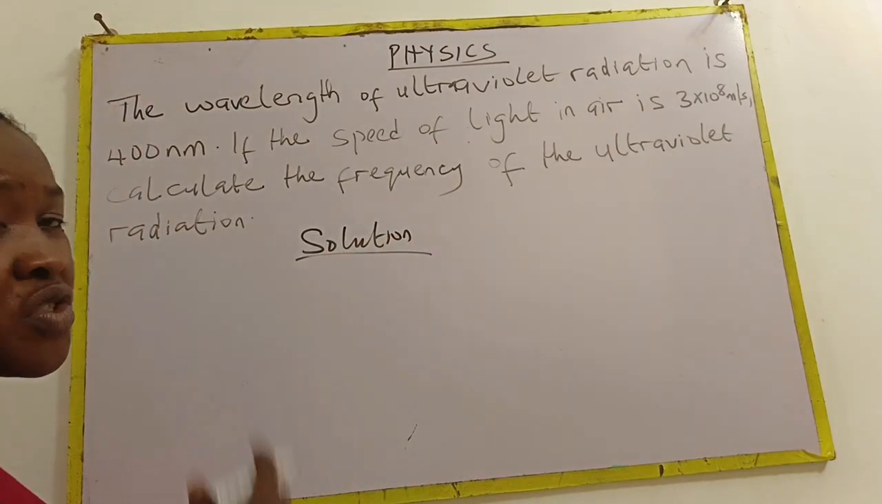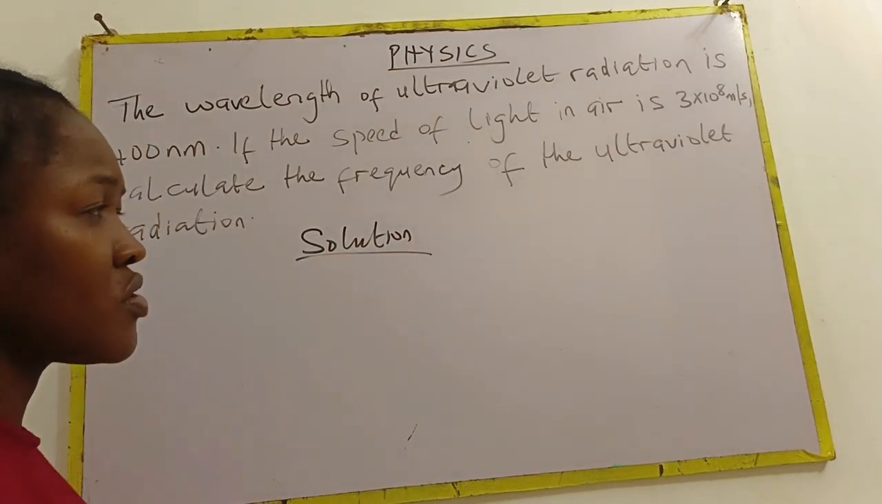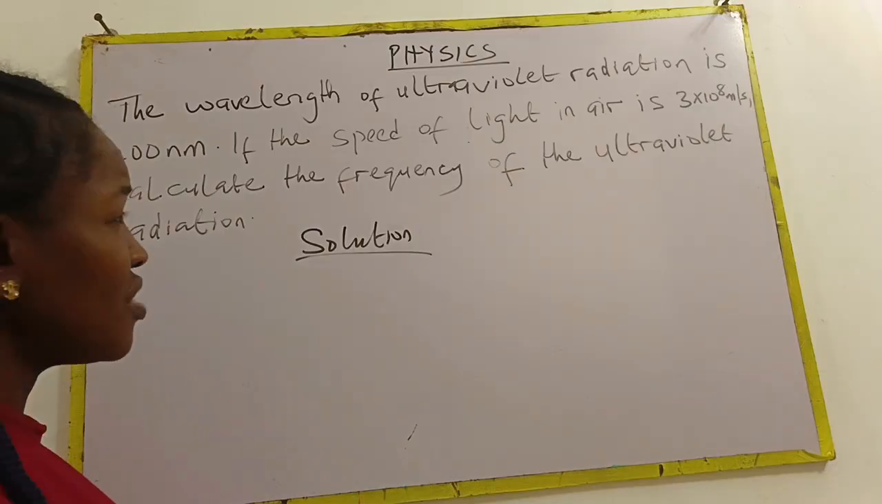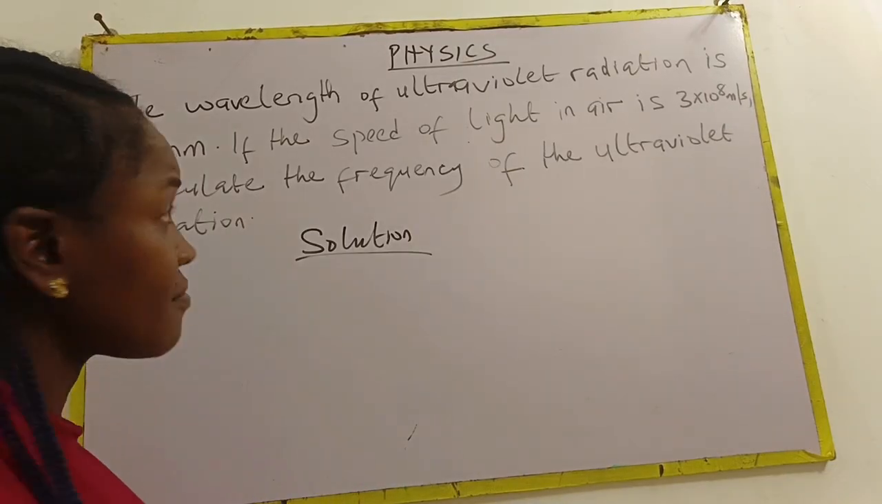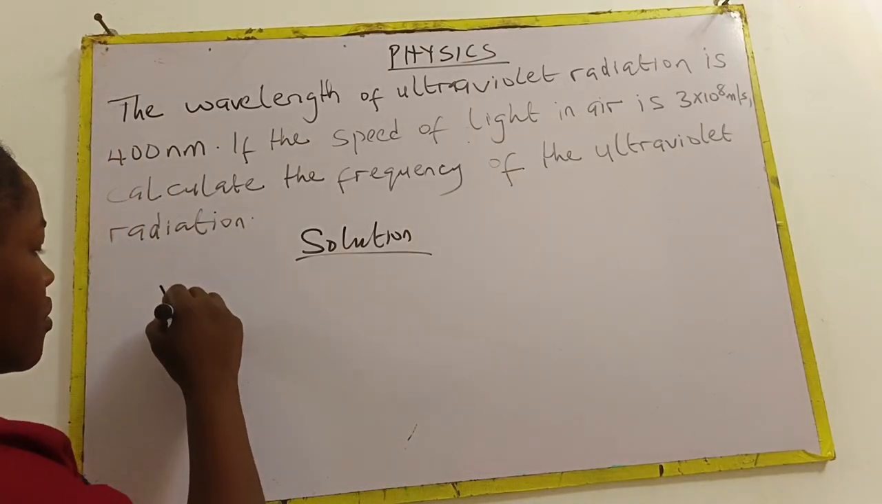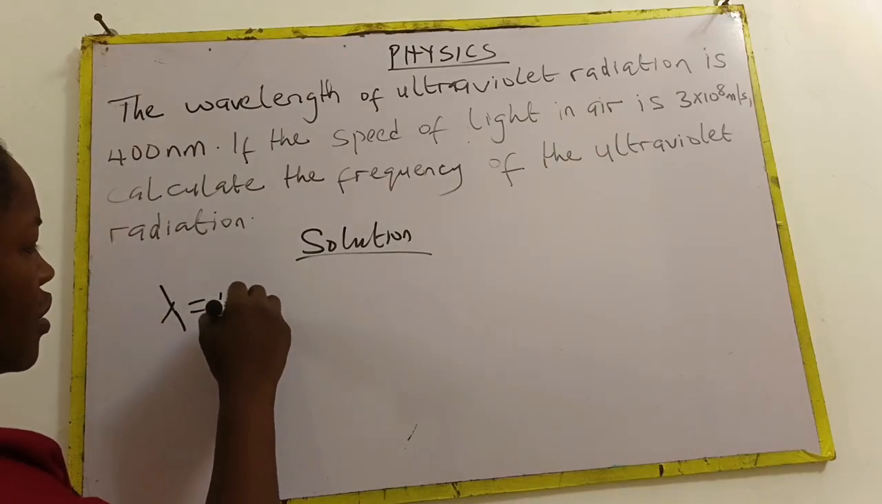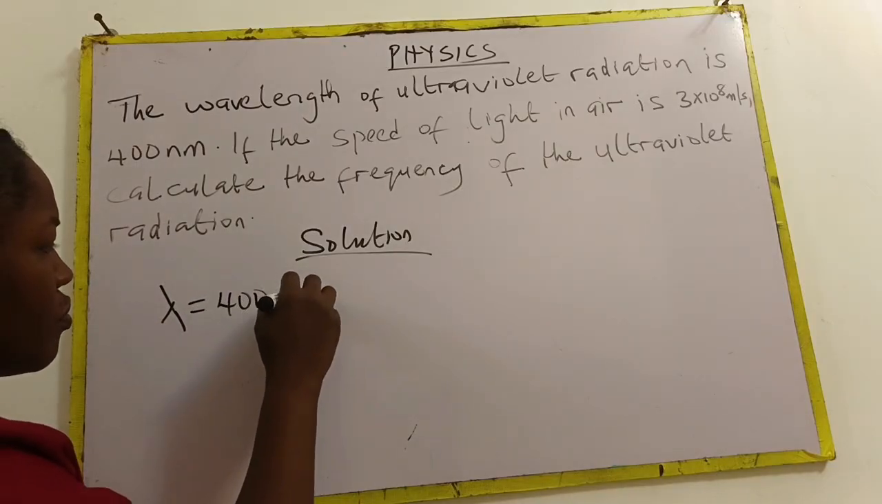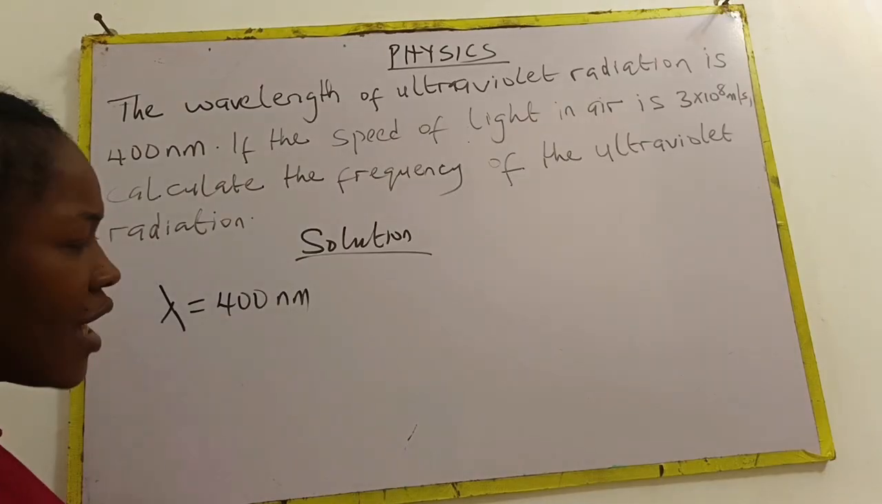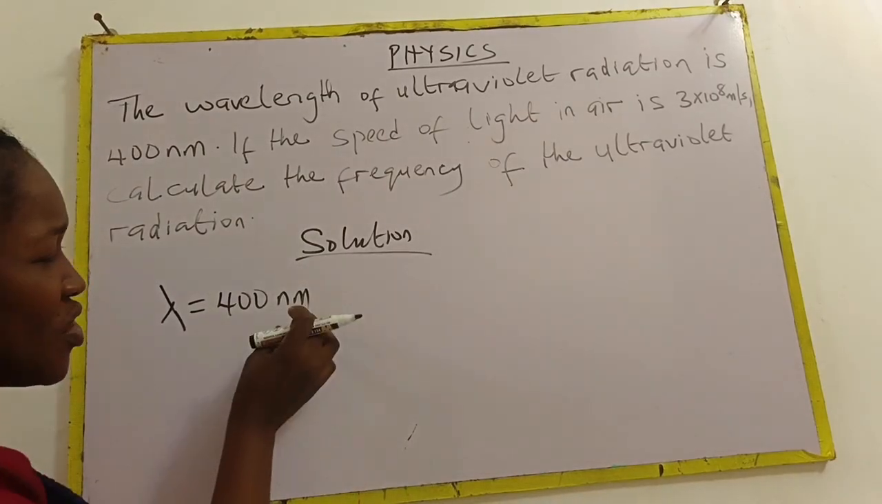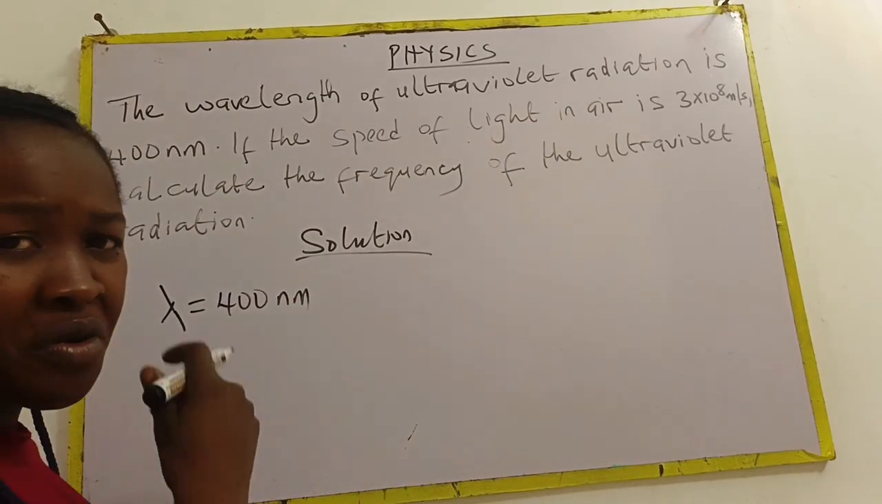I told you that if you want to be good in calculating physics questions, the first thing you ought to do is bring out the what? The data. Now the first quantity is wavelength. What is the wavelength? 400 nanometer. And you all know that wavelength is measured in meters, not nanometer.